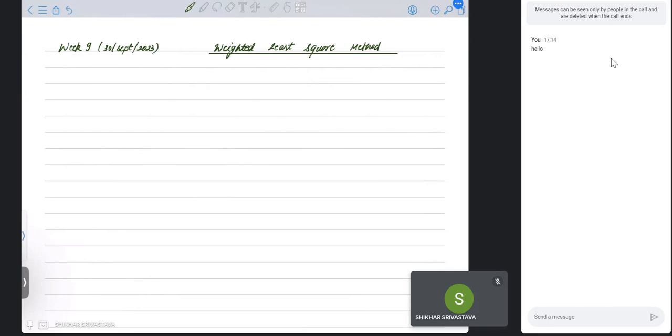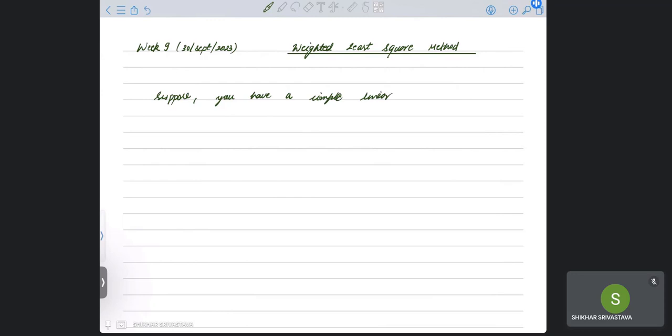Okay, suppose you have a linear model, a simple linear regression model, that is called SLR. y_i is equal to beta naught plus beta 1 x_i plus epsilon_i, where y is your response variable, x_i is your regressor variable, beta naught and beta 1 are your regression coefficients, and epsilon_i is your residual term.